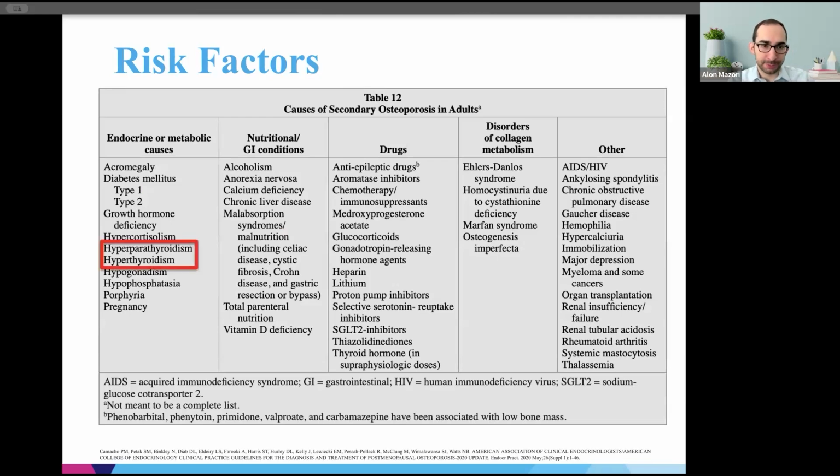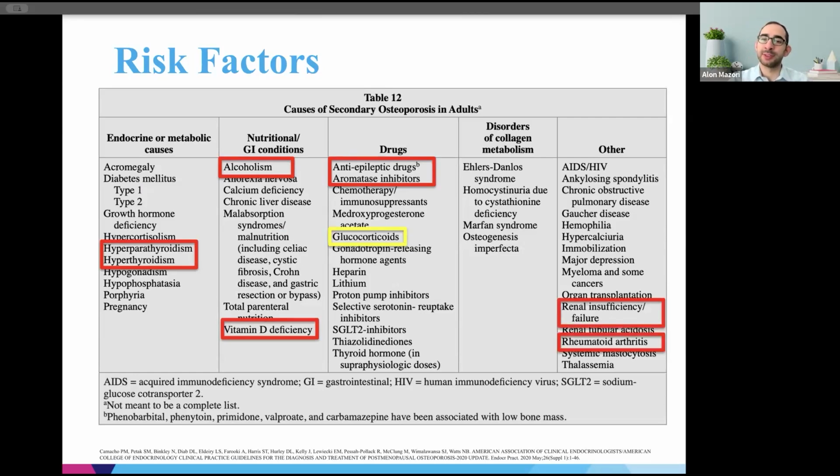hyperparathyroidism and hyperthyroidism, alcoholism and vitamin D deficiency, aromatase inhibitors, seen most commonly in the setting of breast cancer, anti-seizure drugs, and if nothing else, please remember glucocorticoids. And then, of course, renal insufficiency and rheumatoid arthritis.